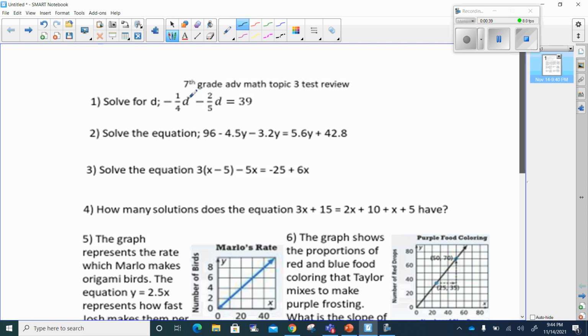So I'm going to change these. I'm going to multiply this by 5 over 5, because I know 5 over 5 is 1, and I'm allowed to multiply anything by 1. So let's see, we're going to multiply this by 5. So negative 1 times 5 would be negative 5, and 4 times 5 would be 20. And so now I have negative 5 over 20 D.